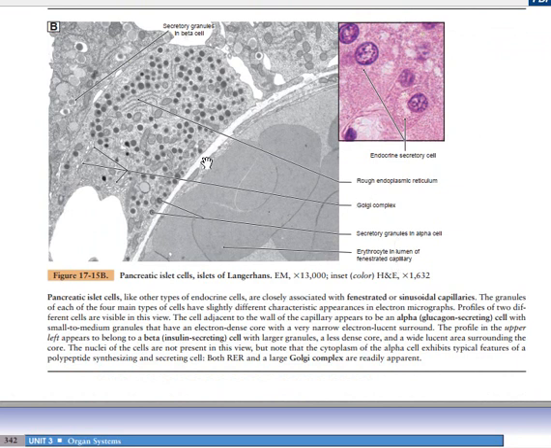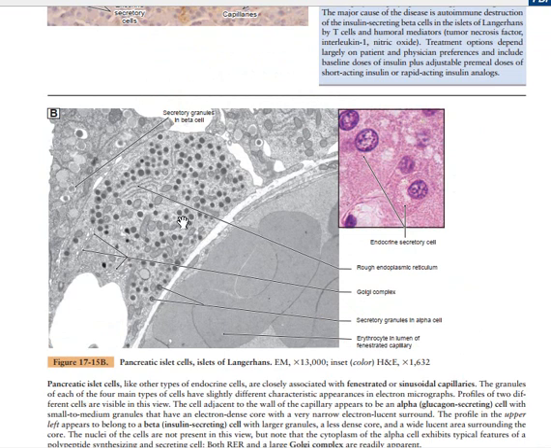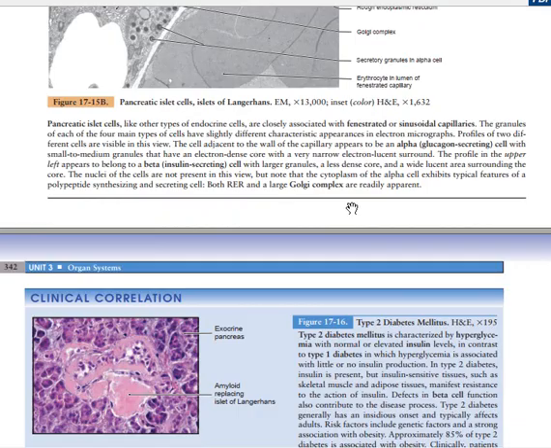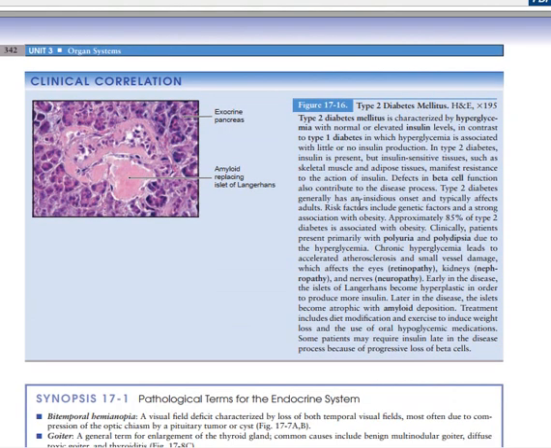And now the next one here is the electron microscopic view. You can see this cell consists of rough endoplasmic reticulum, Golgi complex, and the like. So these are endocrine secretory cells. Another clinical correlation is type 2 diabetes. Type 2 diabetes is characterized by hyperglycemia with a normal or elevated insulin level, in contrast with type 1 diabetes, where there is a low level of insulin or no insulin.